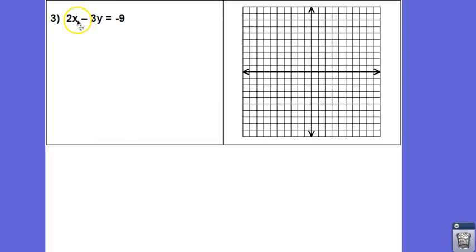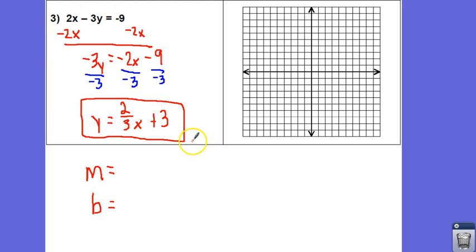So we have 2x minus 3y equals -9. So what I would like for you to do now is pause the video, and solve and get this into y equals mx plus b. So you should be finished now, so let's take a look at this.